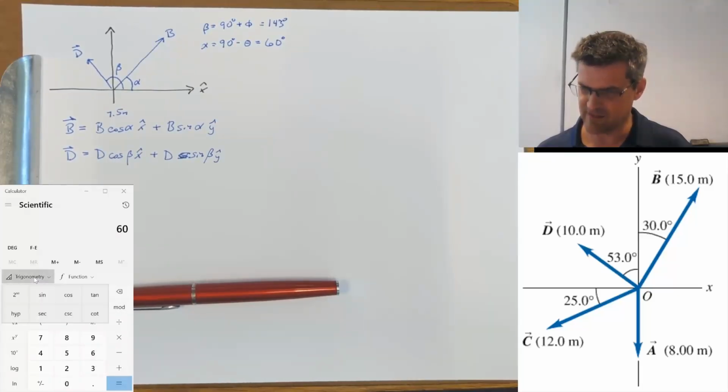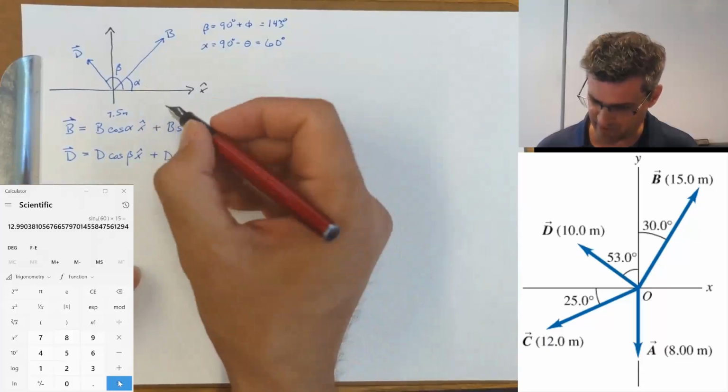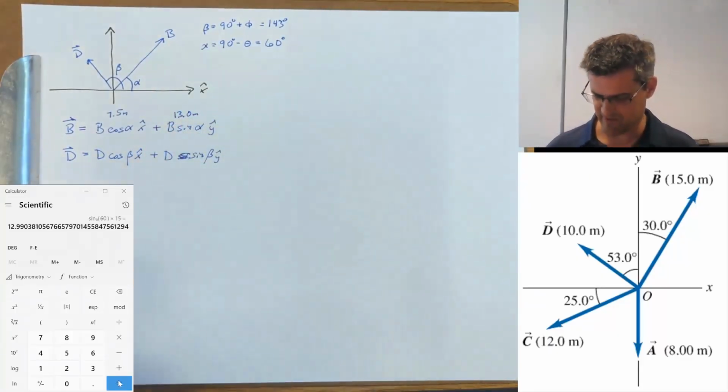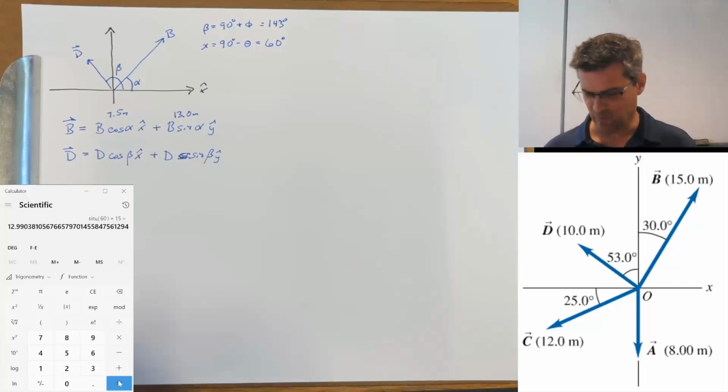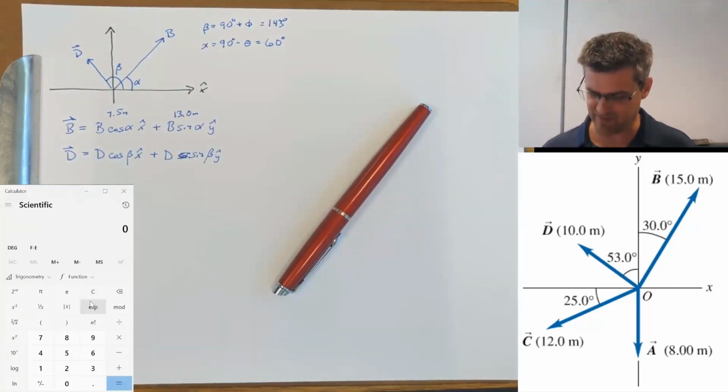60 sine times 15, 12.9, 13.0 meters. What if we're looking at D and the components of D?